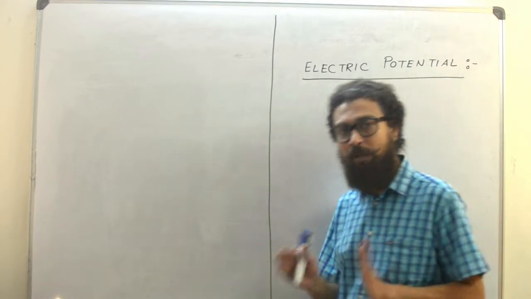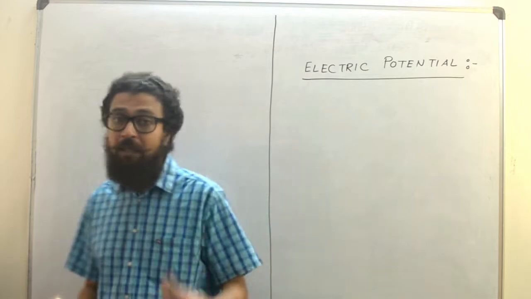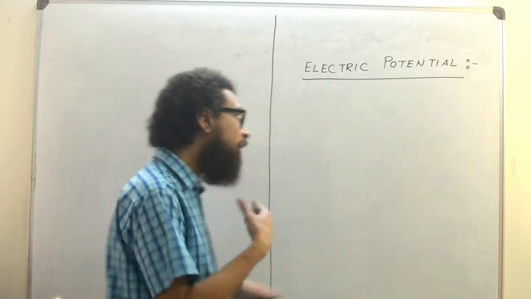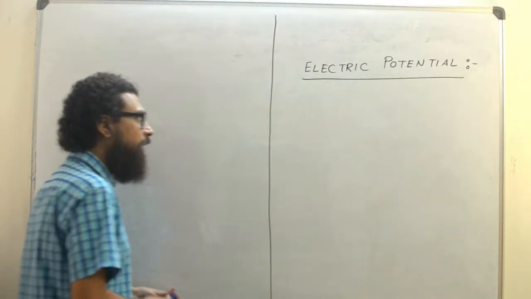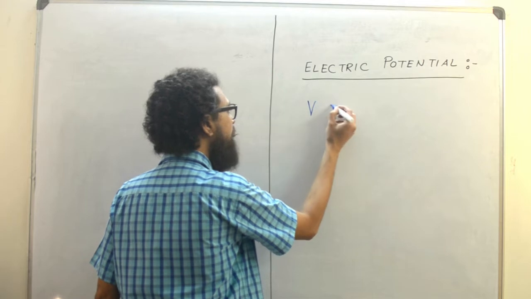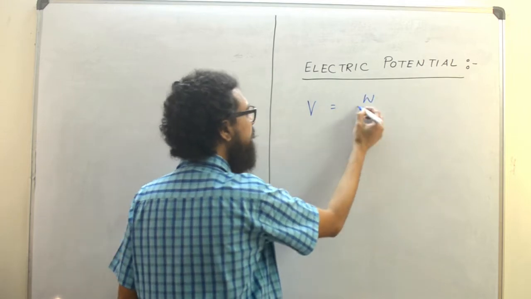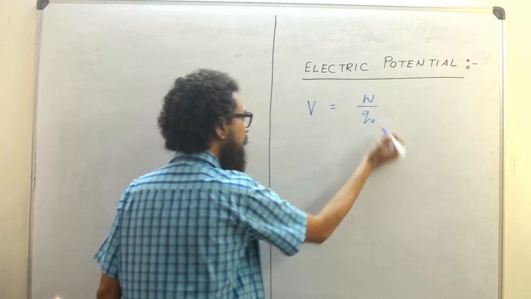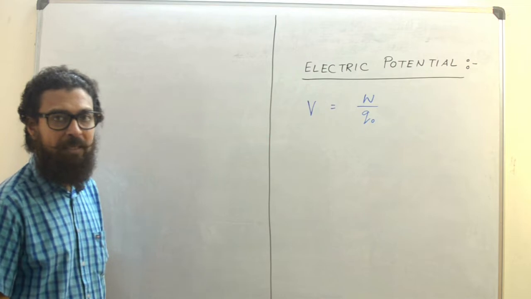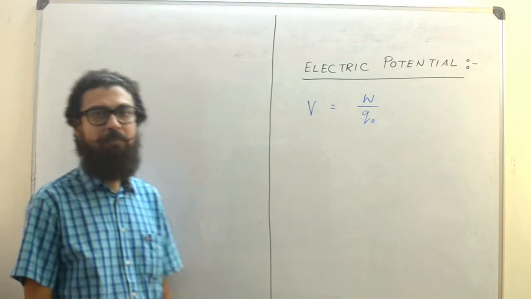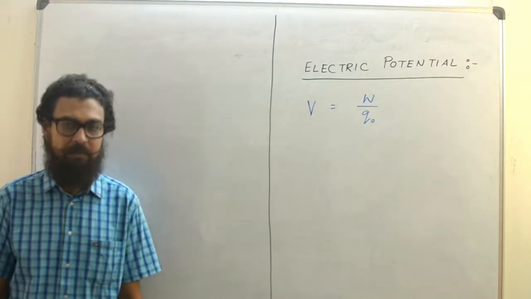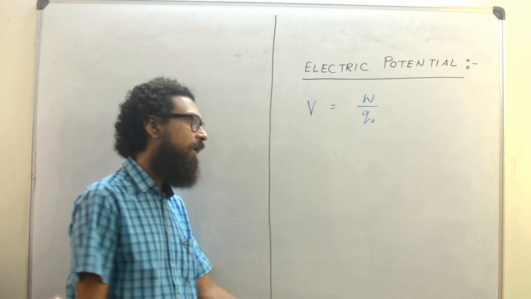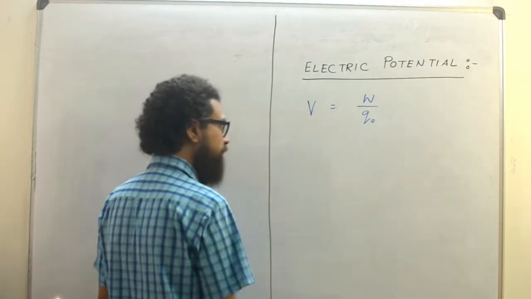So basically it is work done, but we are bringing a unit positive charge. So how are we going to write it? Potential is the amount of work done in order to bring a unit positive charge, or a test charge. So we calculate electric potential as W by Q naught. This expression you have done in lower classes, in 9, 10 and so on.